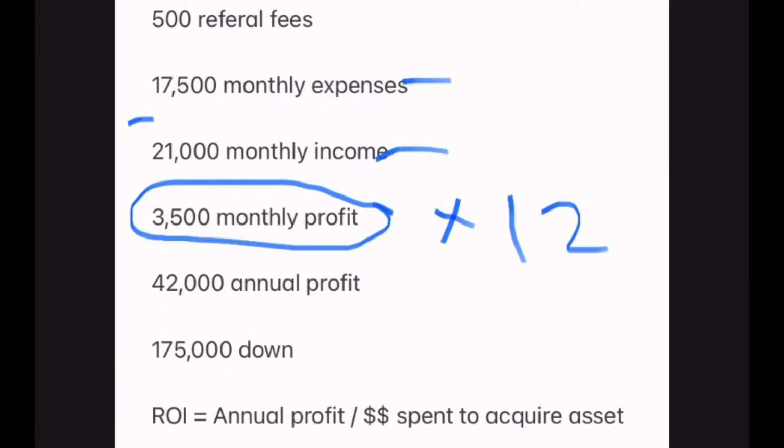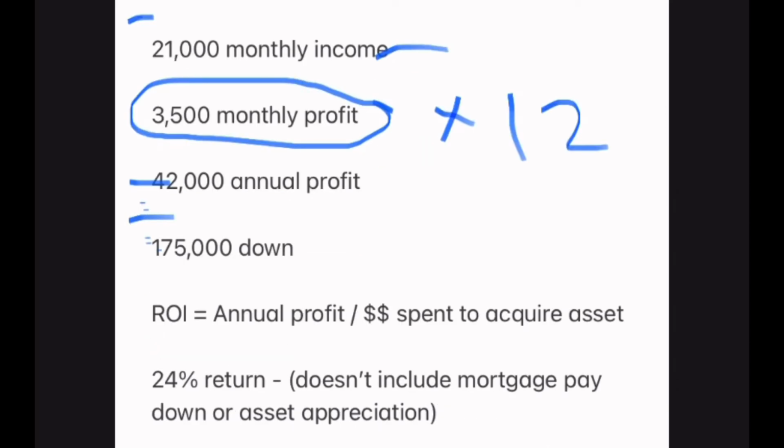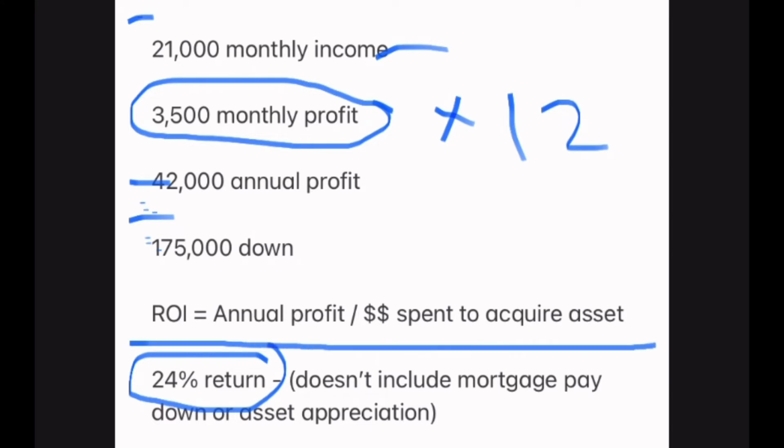You get the $42,000 for your annual profit, and then you're going to divide the $42,000 by the $175,000 that you had put down on this place. So that was the initial amount down. And then that's going to give you your total ROI. So $42,000 divided by $175,000 is 24%. And that is your return on investment. And I laid out the actual equation right here for you. Take a screenshot if you need to and use it in the future.